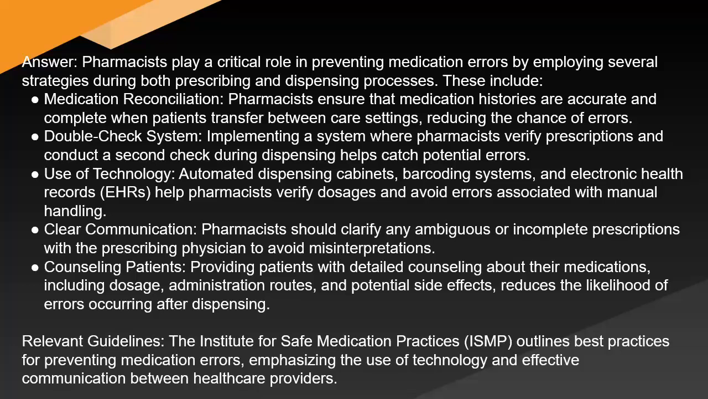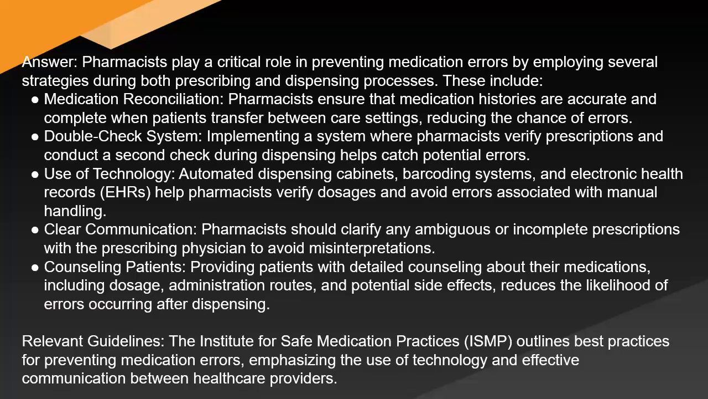These include medication reconciliation. Pharmacists ensure that medication histories are accurate and complete when patients transfer between care settings, reducing the chance of errors. Double check system. Implementing a system where pharmacists verify prescriptions and conduct a second check during dispensing helps catch potential errors. Use of technology. Automated dispensing cabinets, barcoding systems, and electronic health records aid pharmacists in verifying dosages and avoiding errors associated with manual handling.